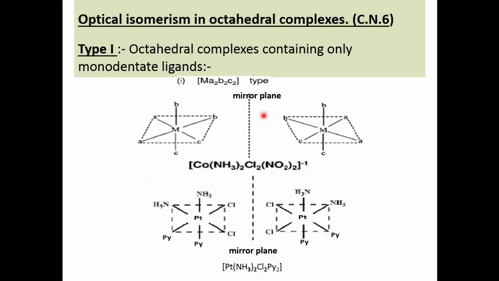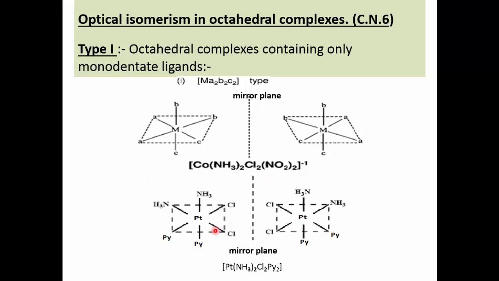Mirror is placed, and we say that there is a shift of A ligand as well as B ligand as well as again A and C ligand, and this position of B and C remains as it is. So B ligand from second position is transferred to fifth position. Here C ligand is transferred from third position to fifth position. So these isomers are not superimposable and hence they show optical activity.